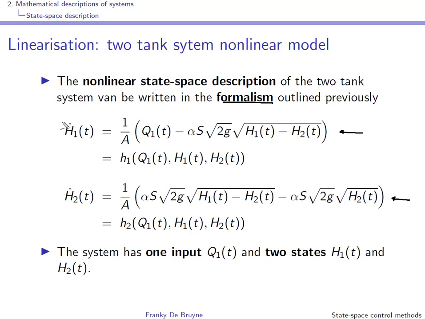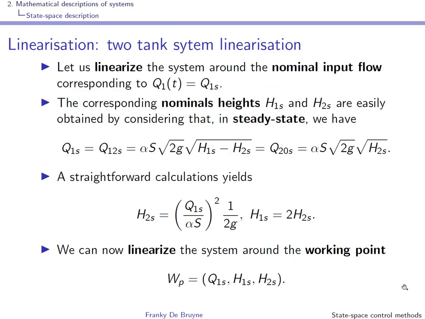Okay, so the variation of the first state is H1, a function of the state and the input. And we have something similar for the second equation. The variation of the second state is a function H2, that is a function of the state and the input. So what we'll do now is linearize the system around a nominal input flow Q1S. Well, for this nominal input flow, we assume that Q1 is constant and it is equal to Q1S.